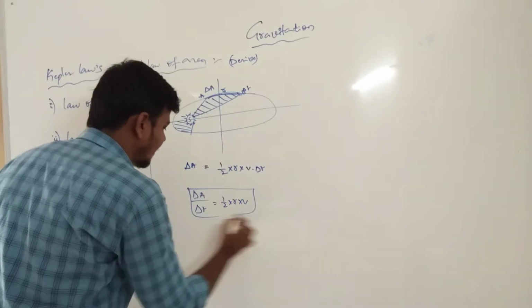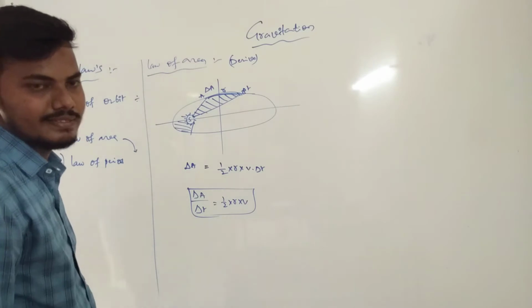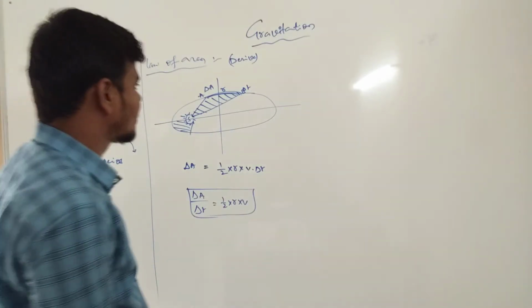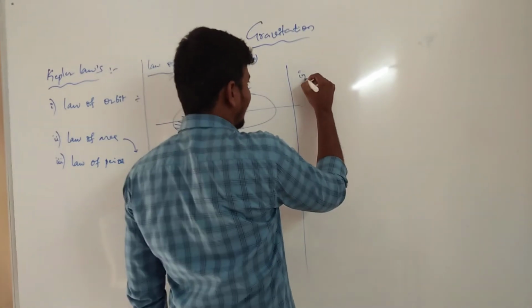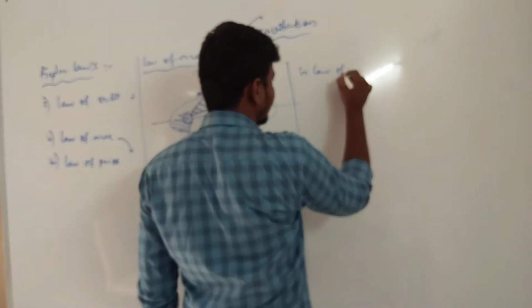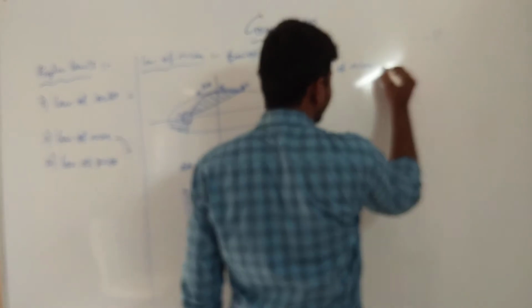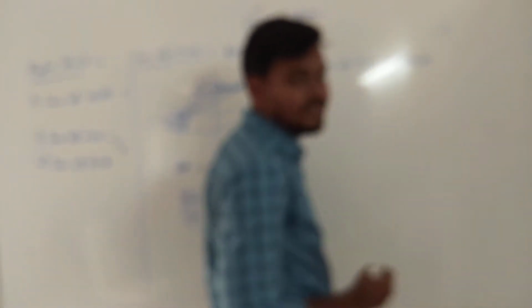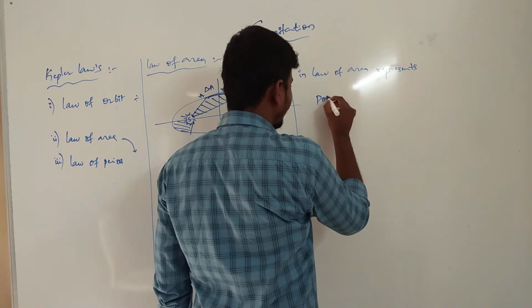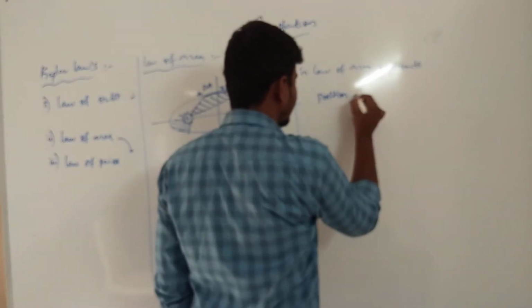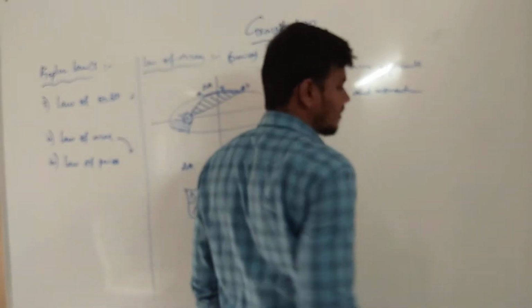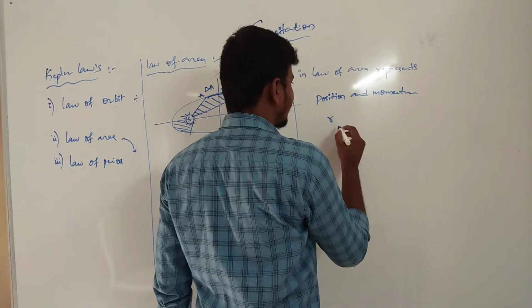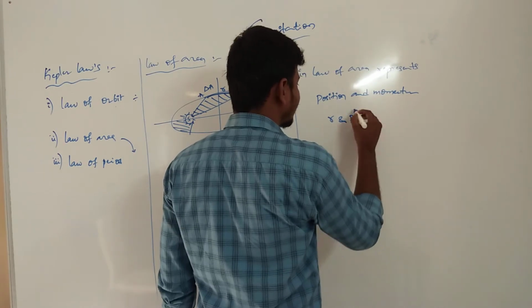This is the main equation we are applying. For every motion, there are two quantities we can take. In the law of area, we represent position and momentum. Which ones? Position and momentum. Position we take as r, the position, and momentum we take as p, the momentum vector.